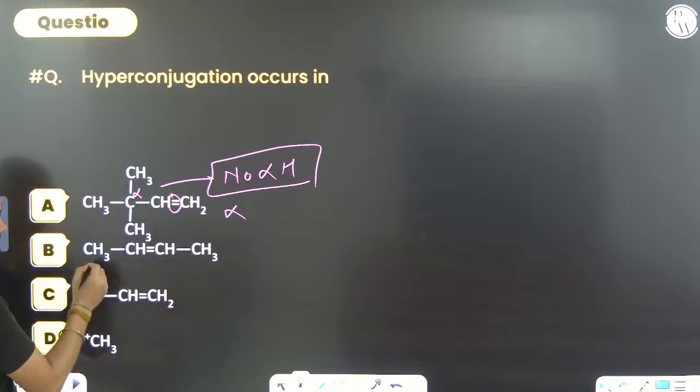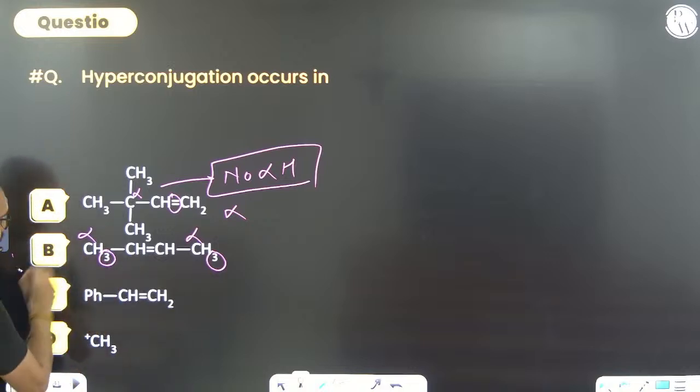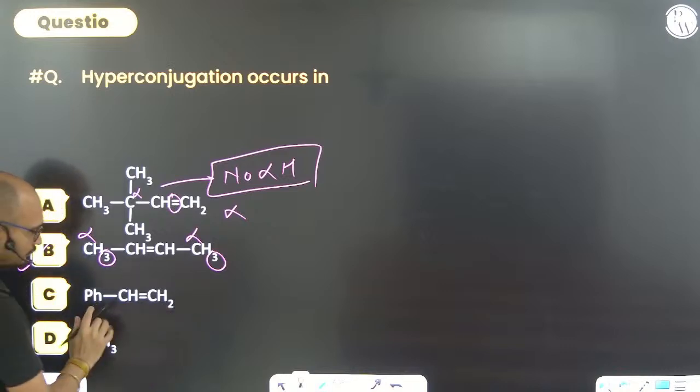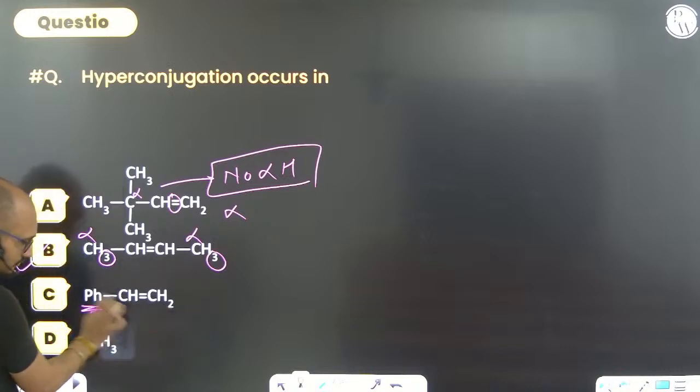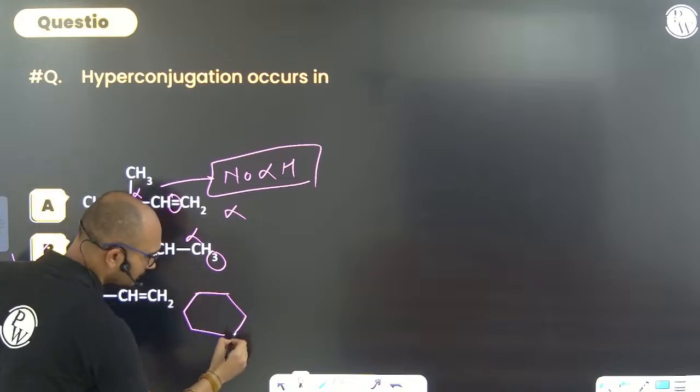What we can say is that here, the alpha carbon is there and the alpha hydrogen is also there. Yes, option B will work. Can you see Ph-CH=CH2? Can you see that Ph is there? So it goes to the next carbon. It will be something looking like this.